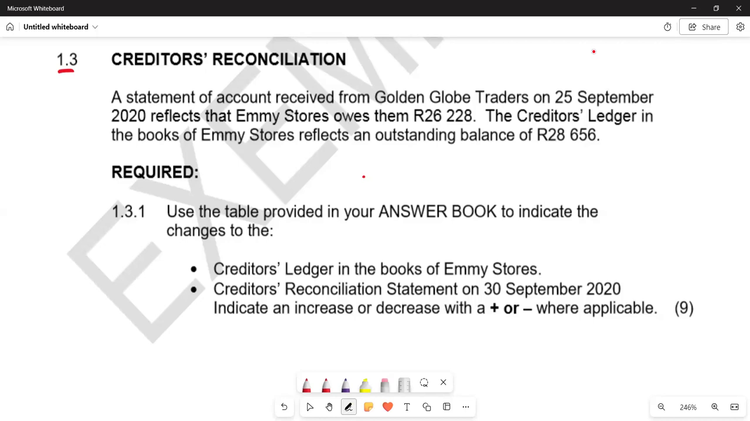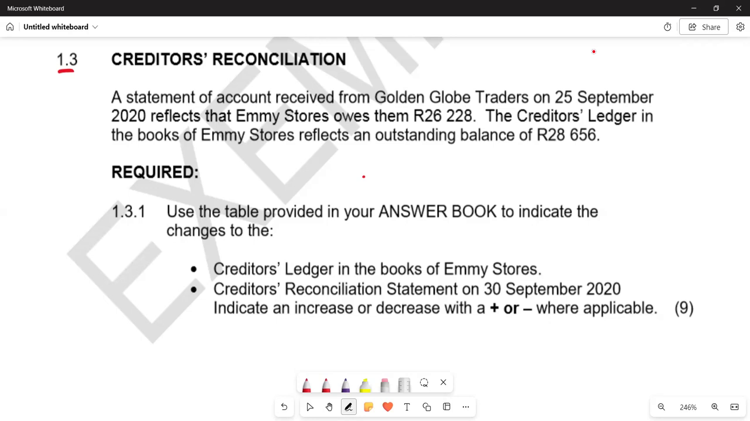So you are given the balance in terms of the statement of account from the creditor, and also you are given the balance, which is our opening balance for the creditors ledger. So these are the two balances that we are given.